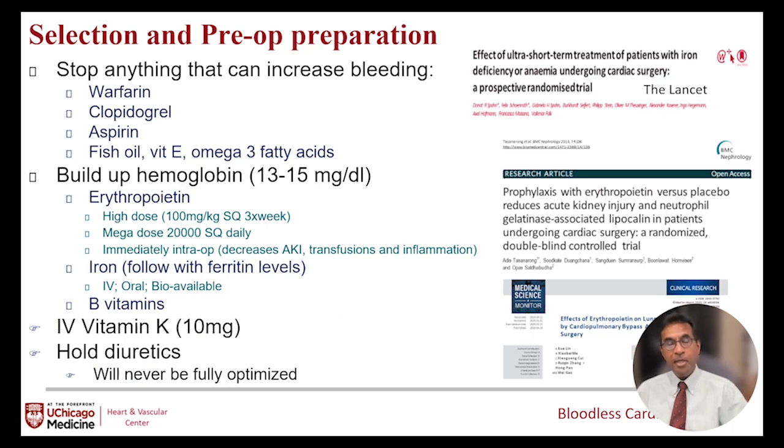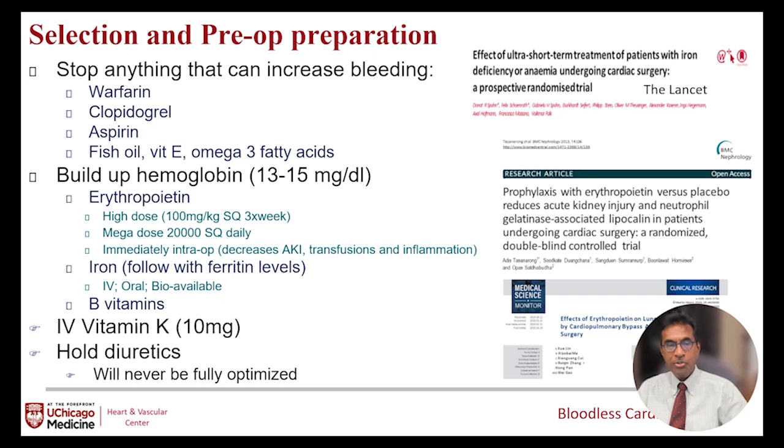From a preoperative preparation viewpoint, we stop anything that could increase bleeding, such as warfarin, clopidogrel, aspirin, supplements. We build up their hemoglobin. This is a goal of 13 to 15, but honestly, most patients come in at about 11 or less. We give them high-dose Epogen, upwards of 20,000 sub-Q daily. We also give them doses of Epogen immediately intra-op because, as you can see on the right, it's associated with decrease in kidney injury and decrease in generalized inflammation. We also make sure that their iron stores are adequate.